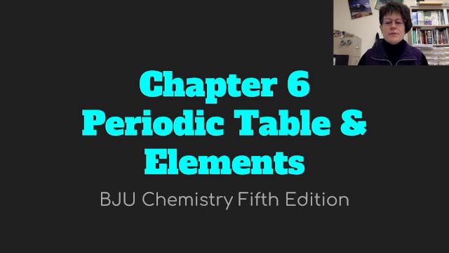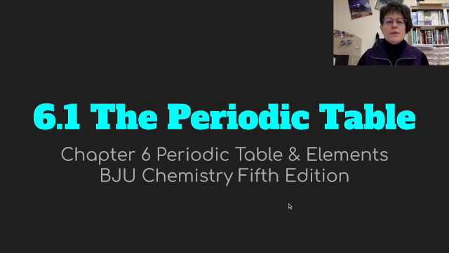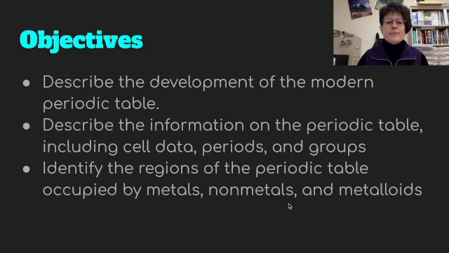We're starting a new chapter today from BJU's Chemistry 5th edition. The first section we're going to talk about is Section 6.1 on the periodic table. Our objectives today will be to describe the development of the modern periodic table, describe the information on the periodic table including cell data, periods, and groups, and to identify the regions of the periodic table occupied by metals, nonmetals, and metalloids.